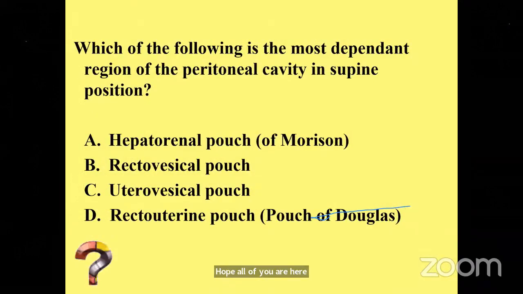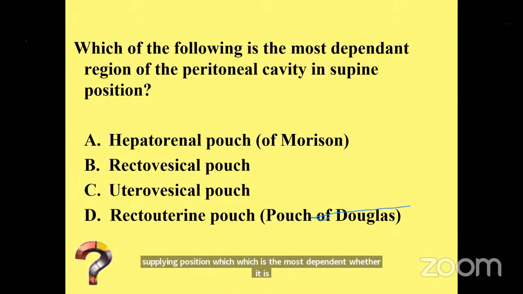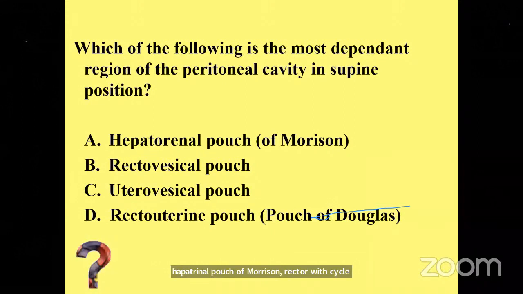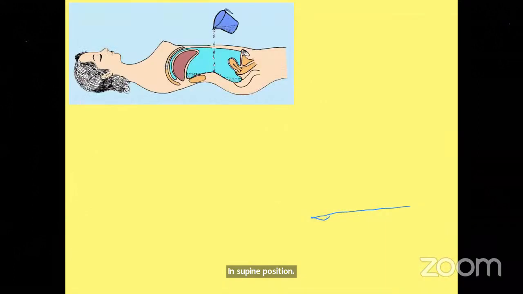Next question, which of the following is the most dependent region of the peritoneal cavity in supine position? In supine position, which is the most dependent, whether it is hepatorenal pouch of Morrison, rectovesical pouch, uterovesical pouch, rectouterine pouch, or pouch of Douglas. In supine position. Yes, I think most of you know the answer. It is the hepatorenal pouch of Morrison.